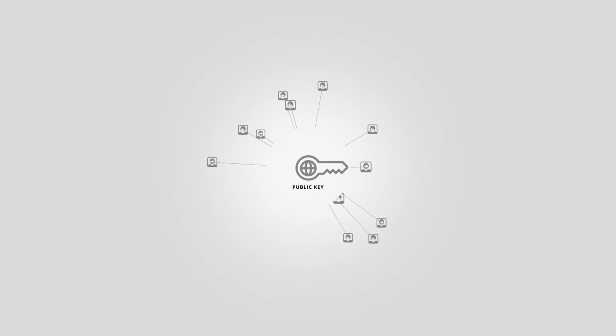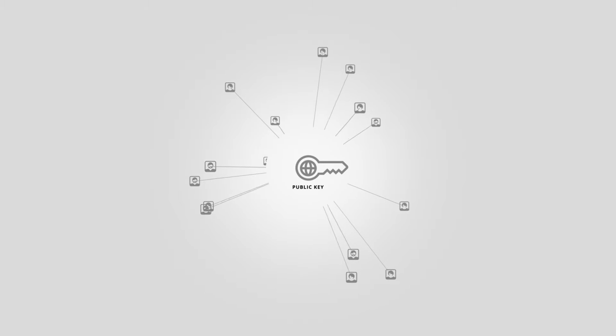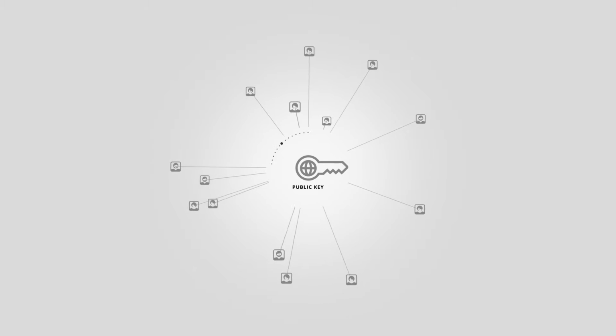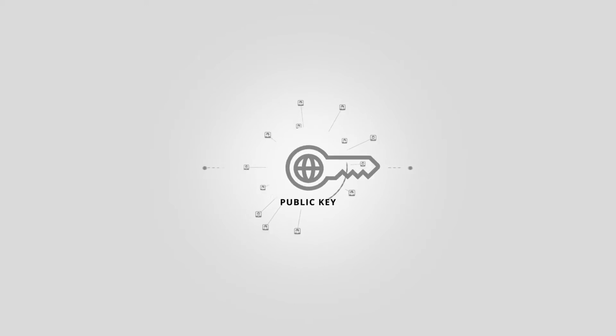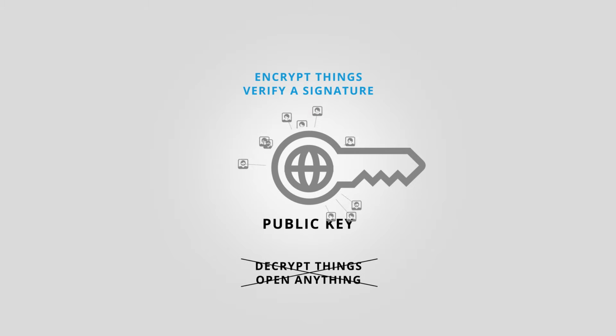Her public key is used by others who want to send her an encrypted message. OX Guard gives this key out freely and to everyone. OX Guard even publishes it on the internet. Lucy's public key can only be used to encrypt things or verify her signature. It cannot be used to decrypt or open anything. That's why it's safe to give out to everyone.